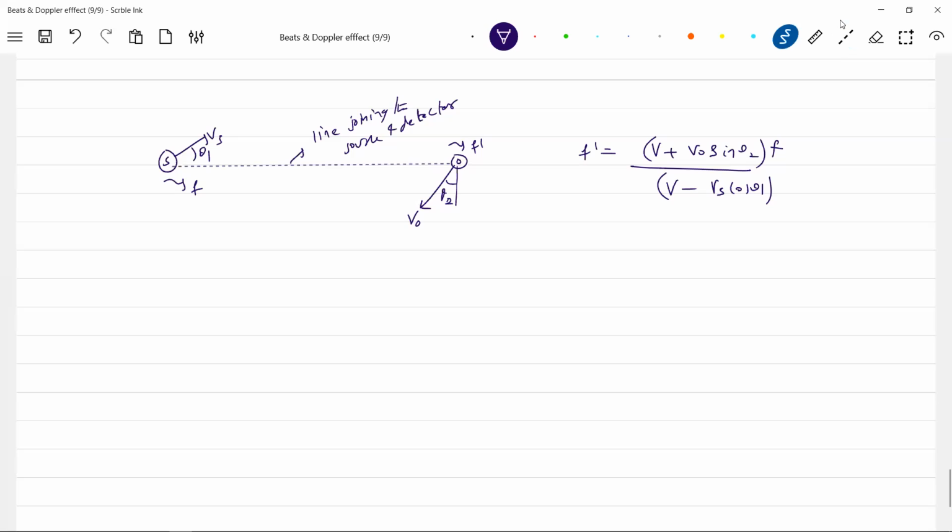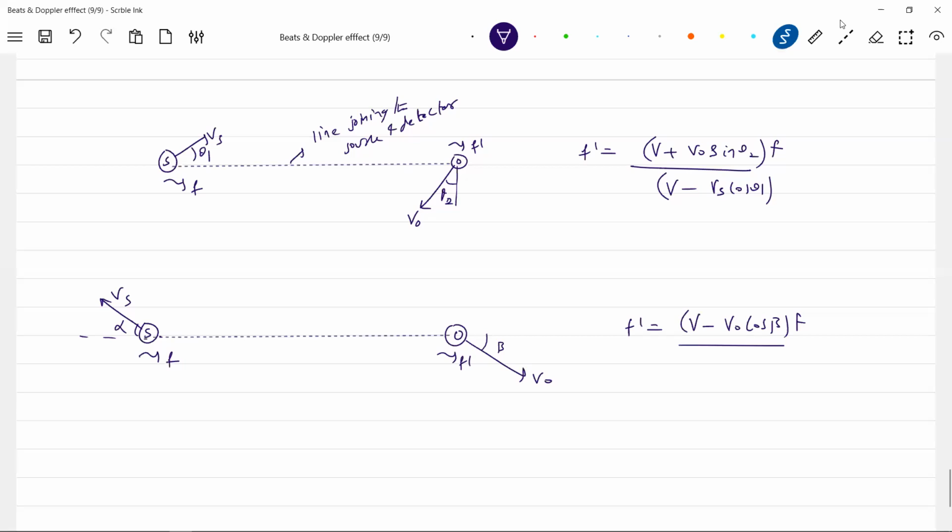Detector or observer, anything you can make it. So even it may be like this. You may think, sir, if it is like this, then how, because earlier you took it like this. So now also this will generate frequency f. It is going to be received at f dash. So what is f dash now in this case? It should be equal to V minus V naught cos beta into f by V plus Vs cos alpha.